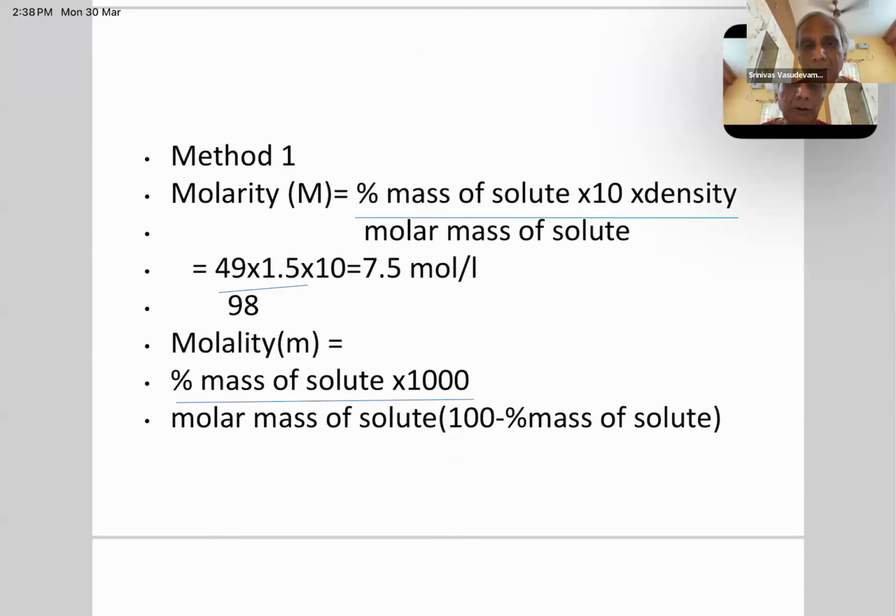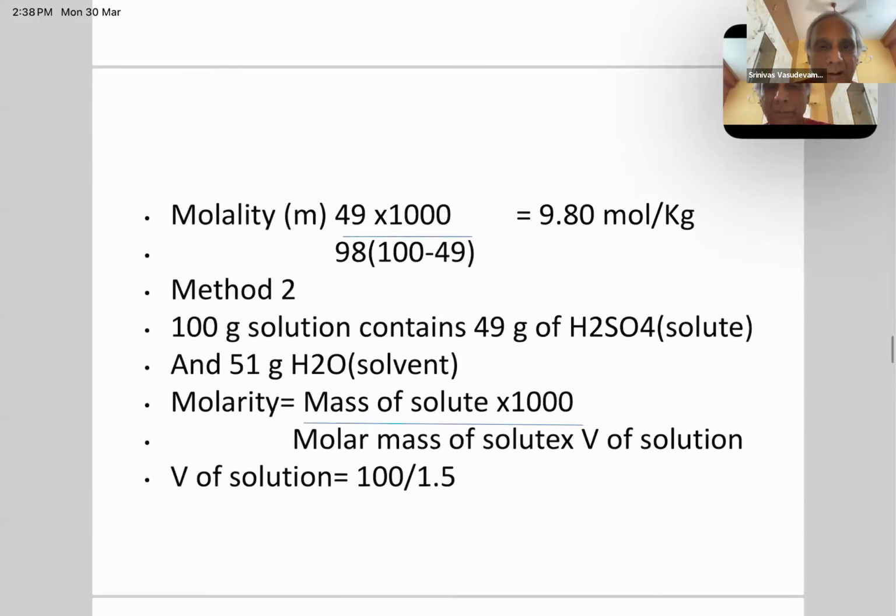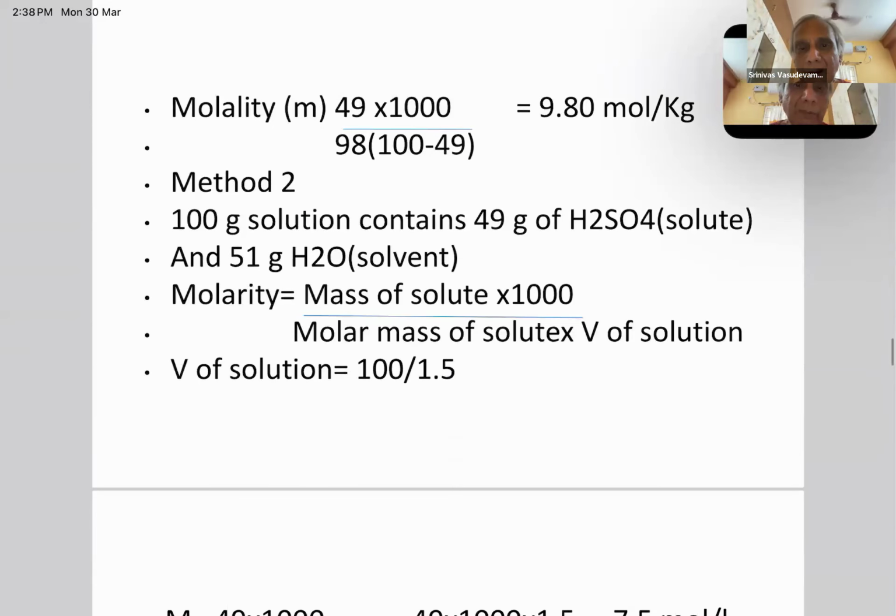Molarity is percentage mass of solute divided by molecular mass of solute into 10 into density. So 49 by 98 into 1.5 into 10, that is 7.5 mole per liter. Molality: percentage mass of solute by molecular mass of solute into 1000 divided by 100 minus percentage mass of solute. So 49 by 98 into 1000 divided by 100 minus 49, which equals 9.80 mole per kilogram. Second method is from concepts here.